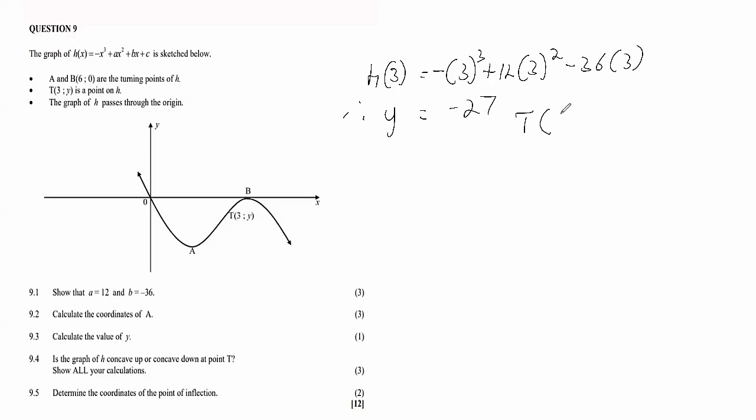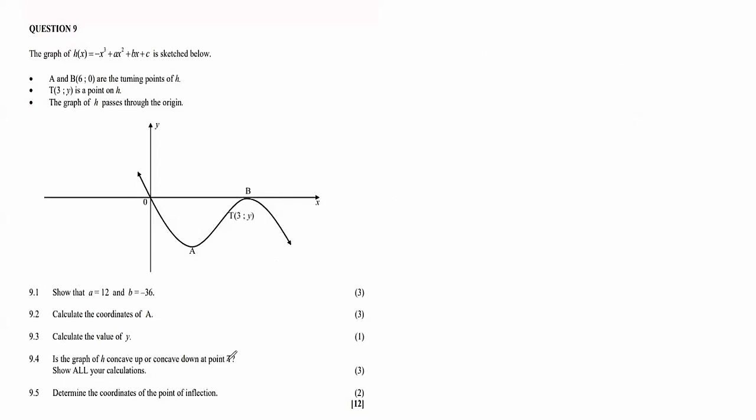So our coordinates for t are 3 is to negative 27. But remember, they only said they want the value of y for 1 mark, right? Then 9.4 now is asking, is the graph of h concave up or concave down at point t? Right. Now, remember, anything that touches on concavity, we have to respond using the point of inflection. Hence, we have our 3 marks, right? So first is to get the point of inflection, and then we can comment on whether point T there is concave up or concave down, right?